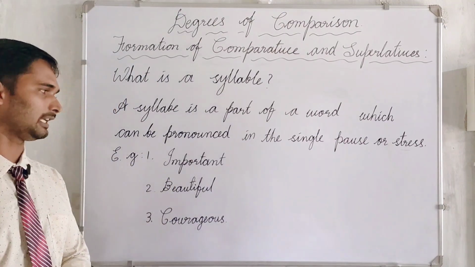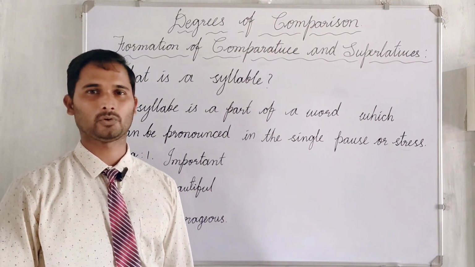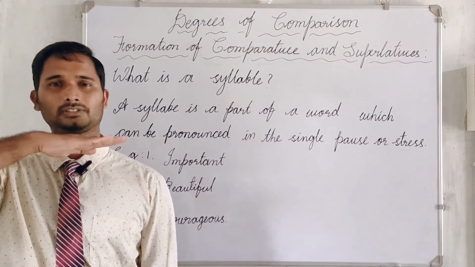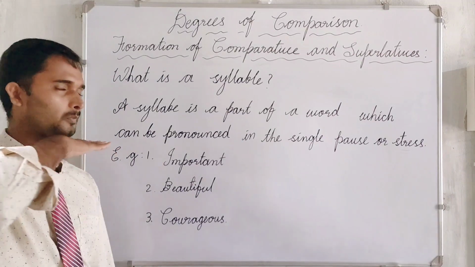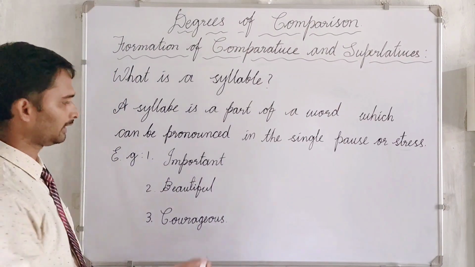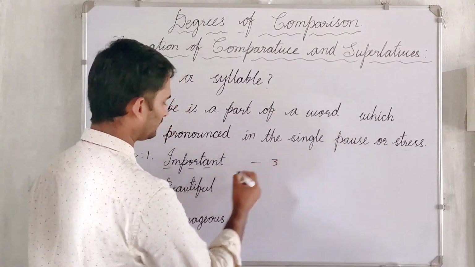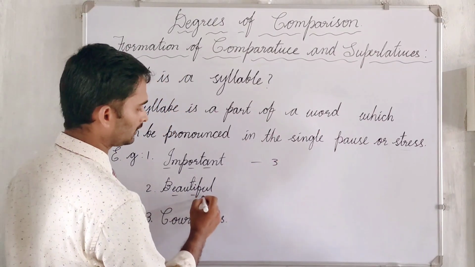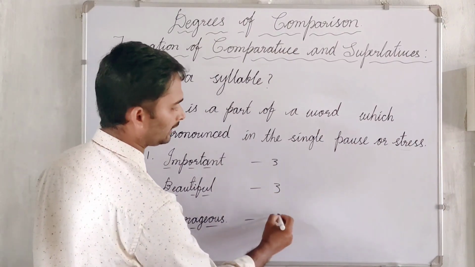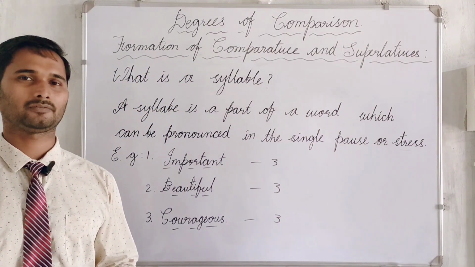Important. The vowel sounds we can identify and clap. We have one more trick to identify the syllables in a word. That is, put our hand below our jaw, pronounce the word and count the sounds of the vowels. Important. So it has three syllables because my jaw touched my hand three times. Beautiful. It has three syllables. Courageous. It has three syllables. These are two ways by which we can identify the syllables of any word.